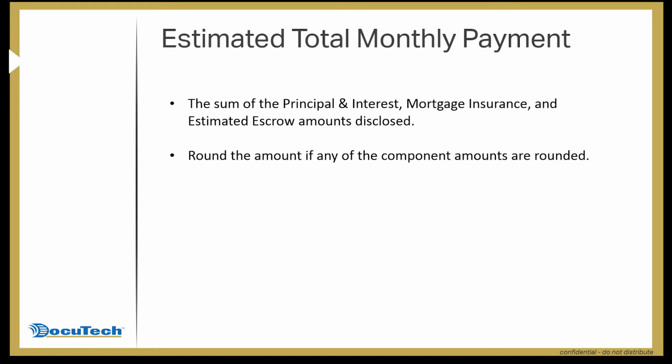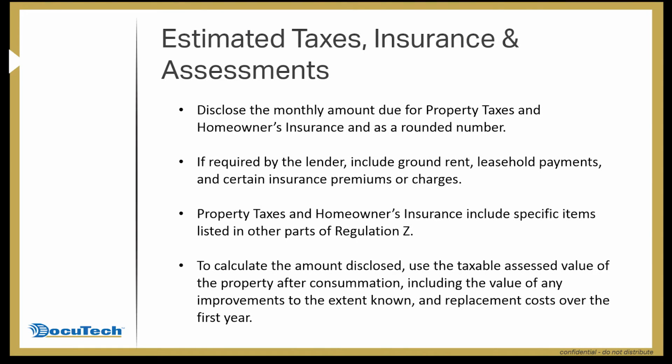Okay, Amanda, would you mind talking about estimated taxes, insurance, and assessments? To disclose the estimated taxes, insurance, and assessments, disclose the monthly amount due for property taxes and homeowners insurance, charged by co-ops, condos, or homeowners associations. If it is required by the lender, then include ground rent, leasehold payments, and certain insurance premiums or charges. Make sure to disclose this number as a rounded number.